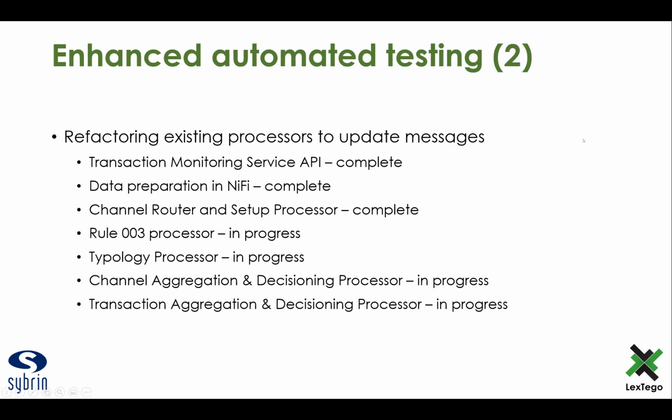So we've been refactoring the existing processors to update the messages. TMS is complete, data preparation is complete, the channel router and setup processor is complete. Rule 003, which is the primary rule we test with and build around, because it encompasses everything, which you'll see in a second, is still in process. The typology processor, channel aggregation, decisioning, transaction aggregation, decisioning, et cetera, is still in process. So this is something that we're working on actively right now.